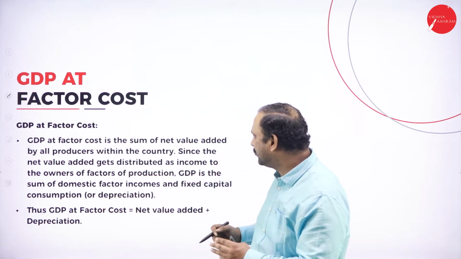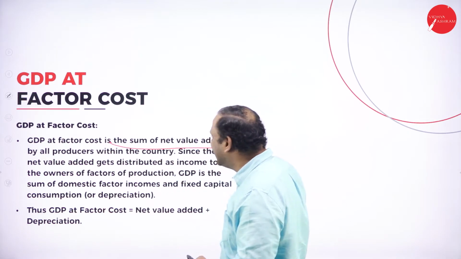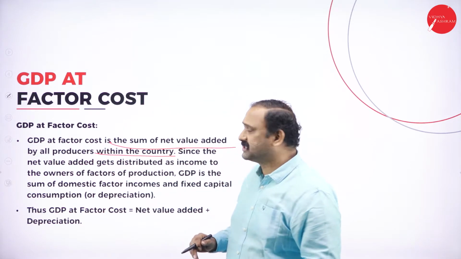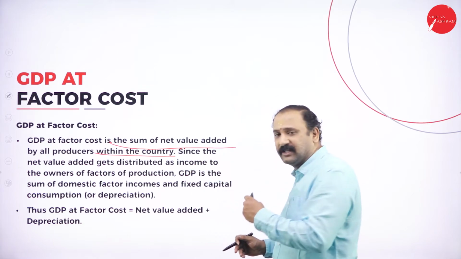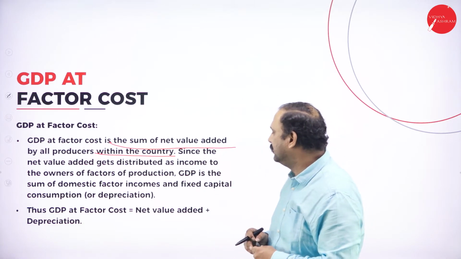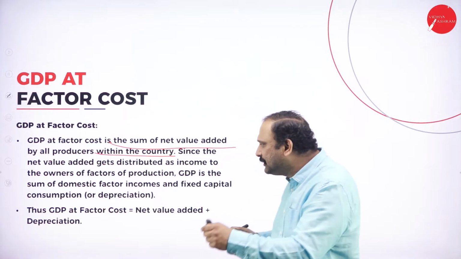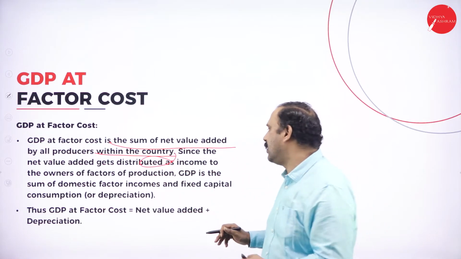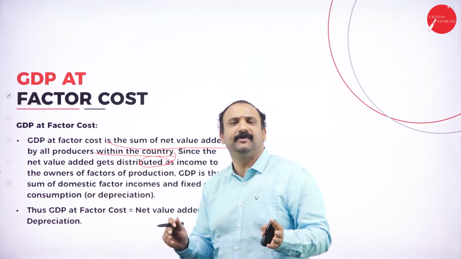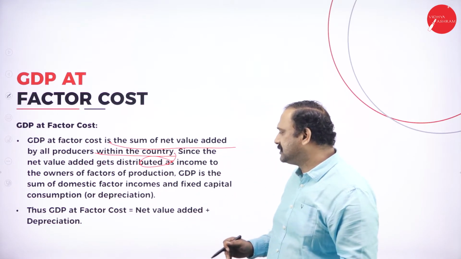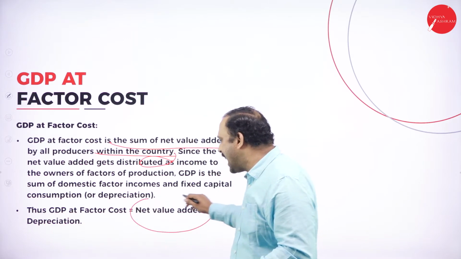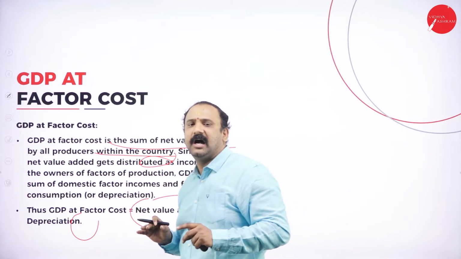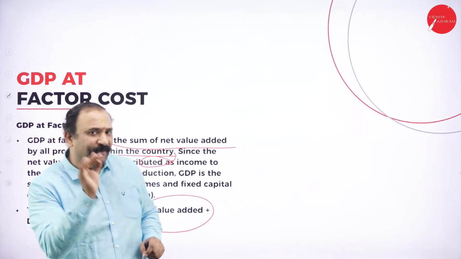So when I say factor cost, it's the sum of net value added by all the producers within the country. Sum of total net value, that is the net value added by all the producers. Since the net value added gets distributed as income by the owners of the production, GDP is a sum of the domestic factor alone. So what I would say is that net value added plus depreciation. So what is this net value? Why is it that we are so concerned with the net value added?